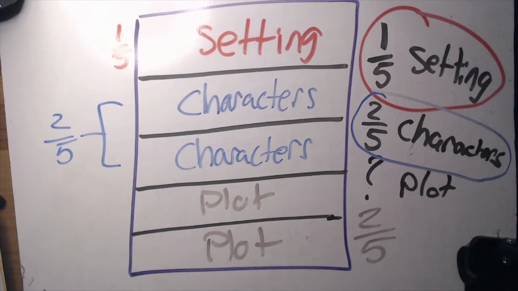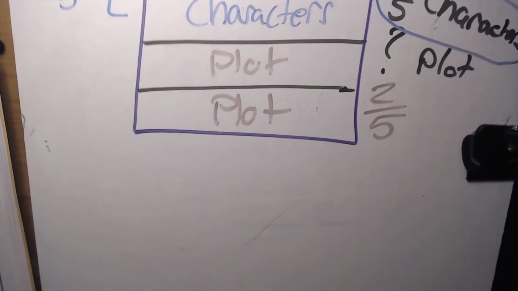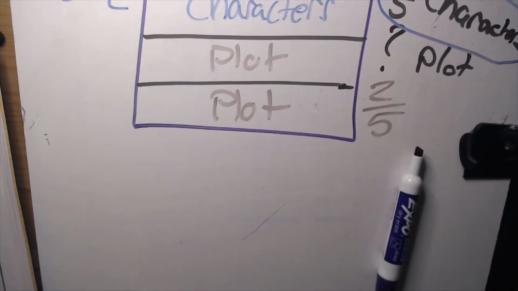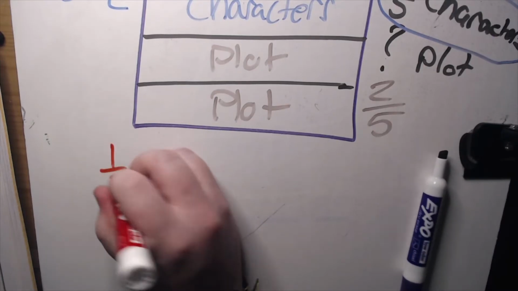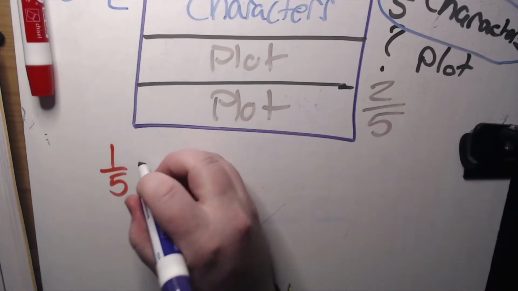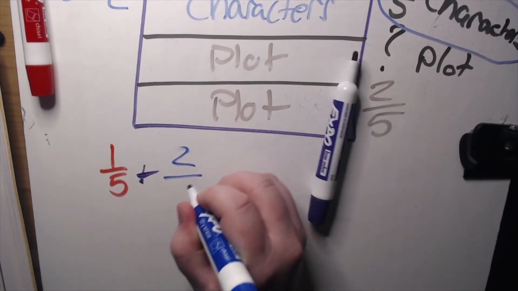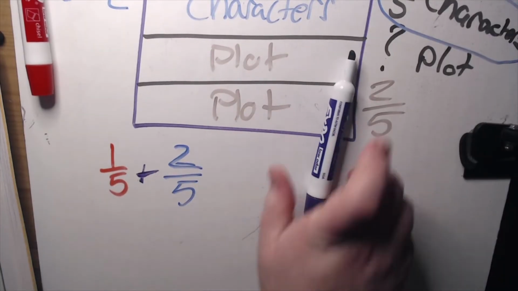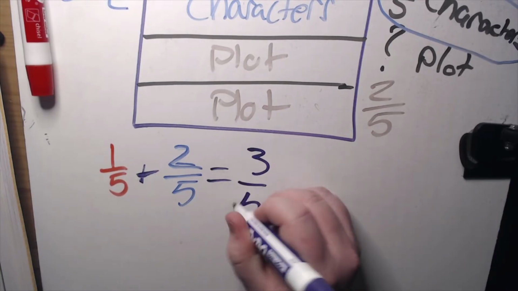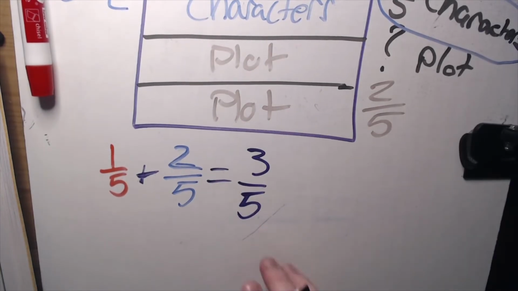Okay, so right now we're figuring out how much of the poster is being used for setting and characters. So let's go ahead and do that. Let's take our 1/5. Here, let me get my colors out so we know what we're talking about. Red was our setting, so 1/5 plus 2/5, which is our characters, equals a total of 1, 2, 3/5. So for that first part right there, we get 3/5.